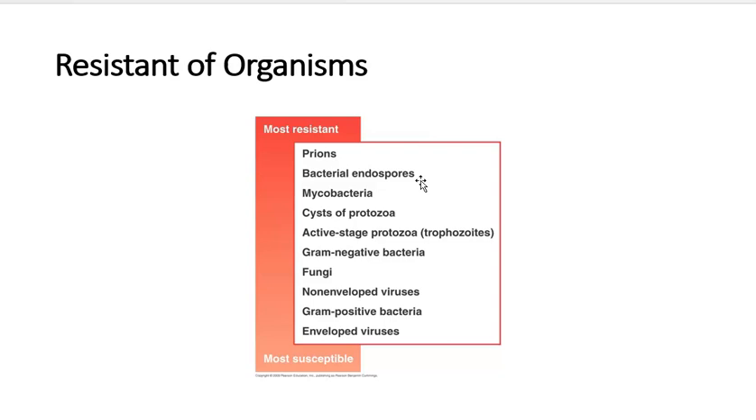And you've got an experiment coming up in a couple of weeks where we will actually test this, because we'll be testing the use of ultraviolet light on the bacteria, and you'll get to see the difference between having an endospore and not having an endospore. Prions are just an infectious piece of protein, so this is going to be very difficult to kill.